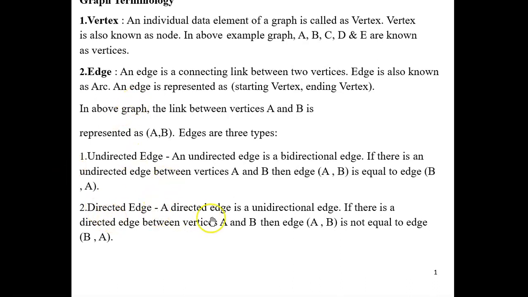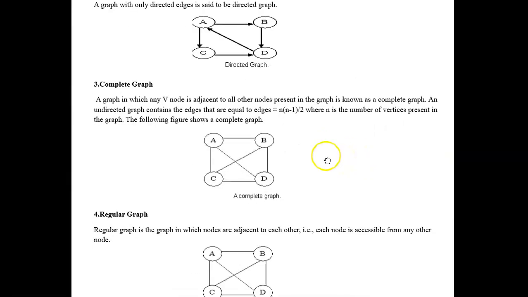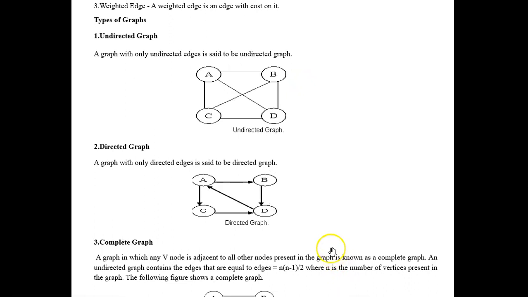Directed edge. A directed edge is a unidirectional edge. If there is a directed edge between vertices A and B, then edge of A comma B is not equal to edge of B comma A. And the third one is the weighted edge. A weighted edge is an edge with a cost on it.